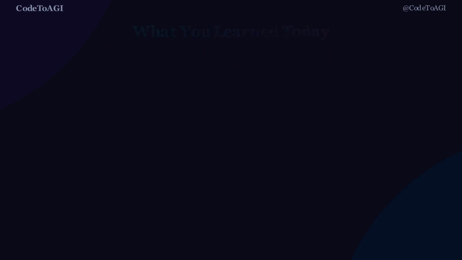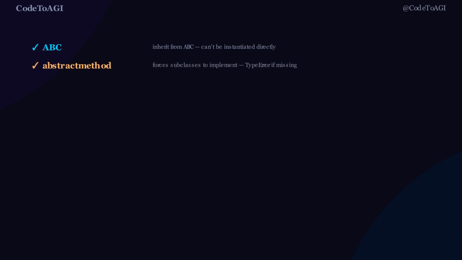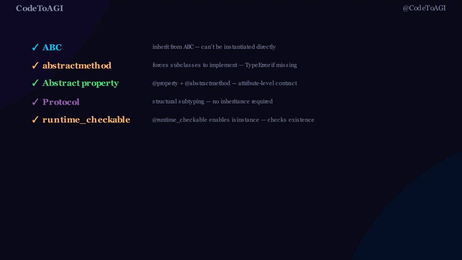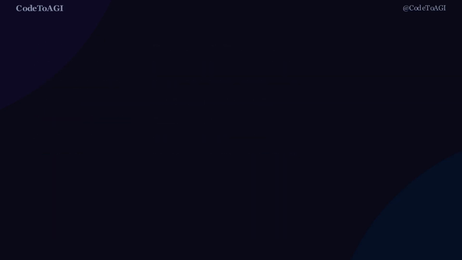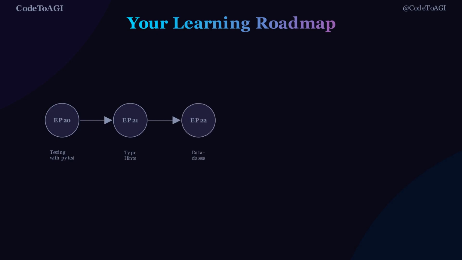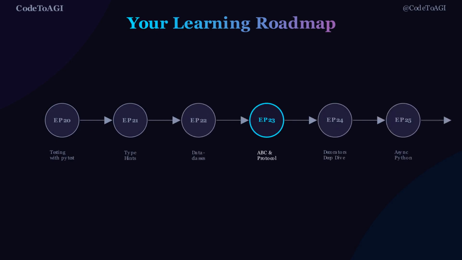Let's recap what you learned today. ABC makes a class abstract. You cannot instantiate it directly. Abstract method marks methods that every subclass must implement. Python raises a type error at instantiation if any abstract method is missing. Abstract properties combine @property and @abstractmethod decorators.